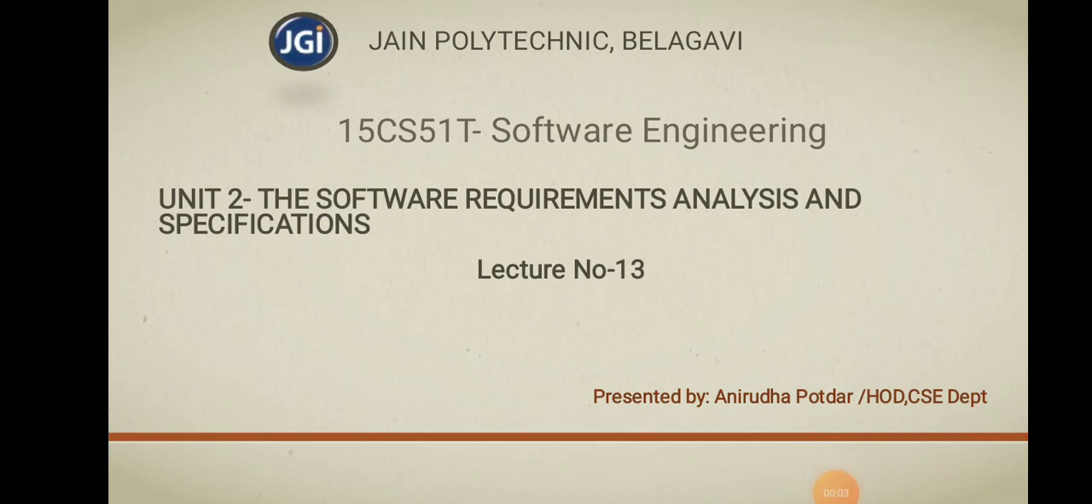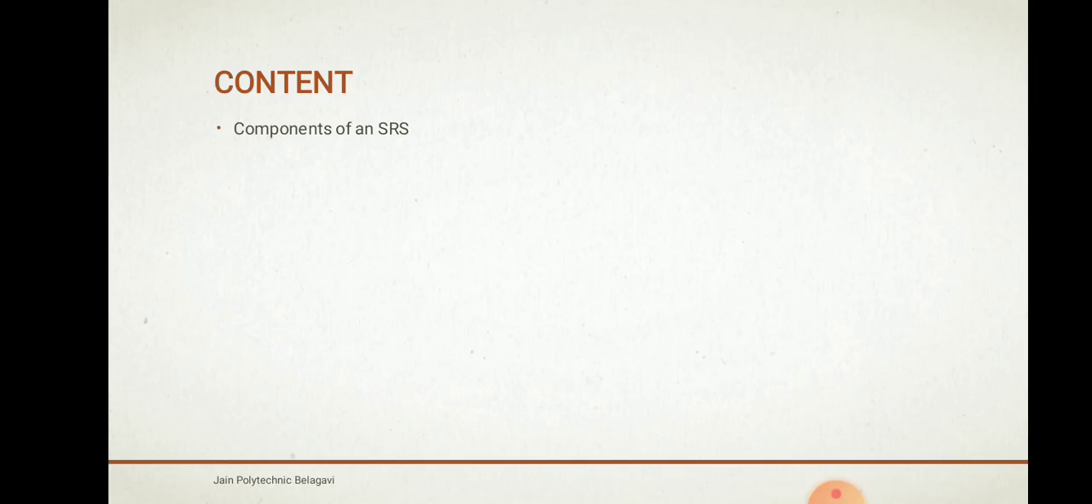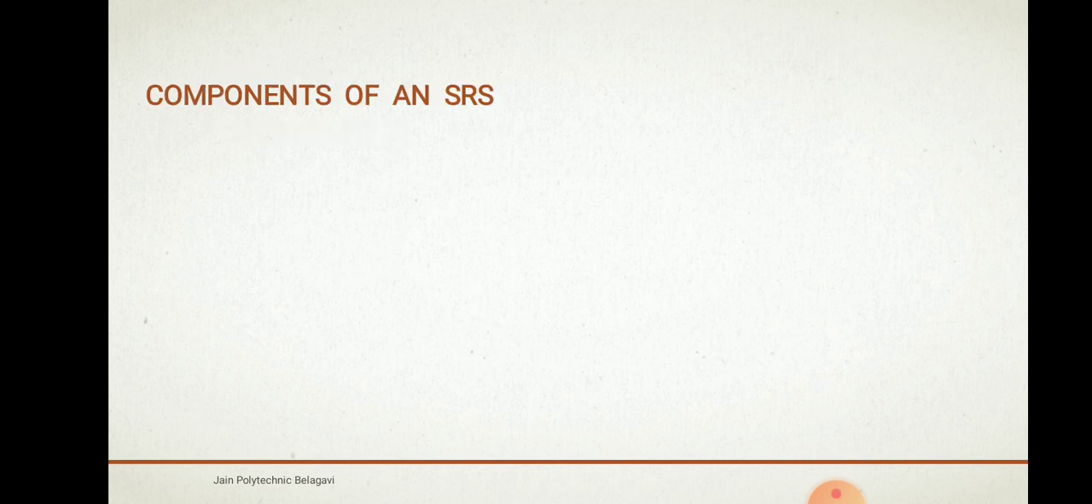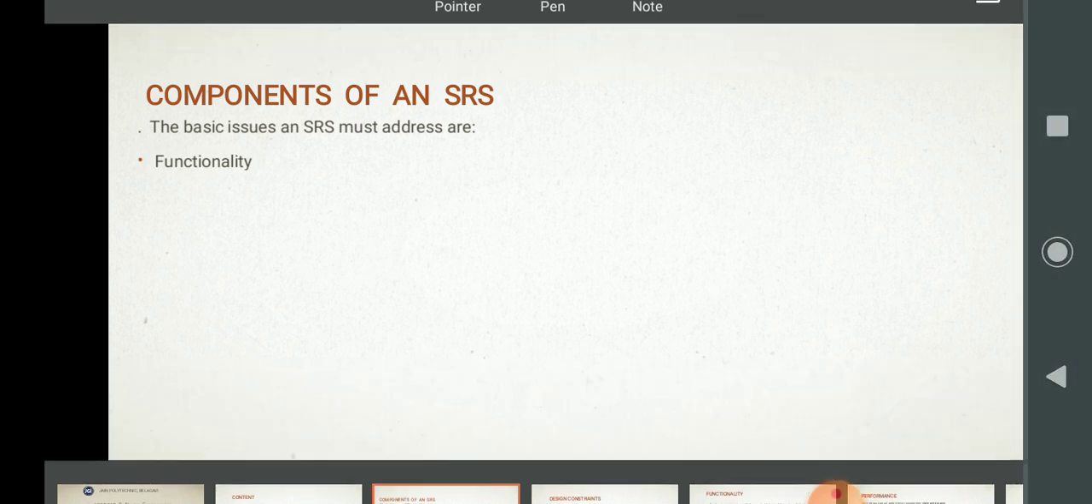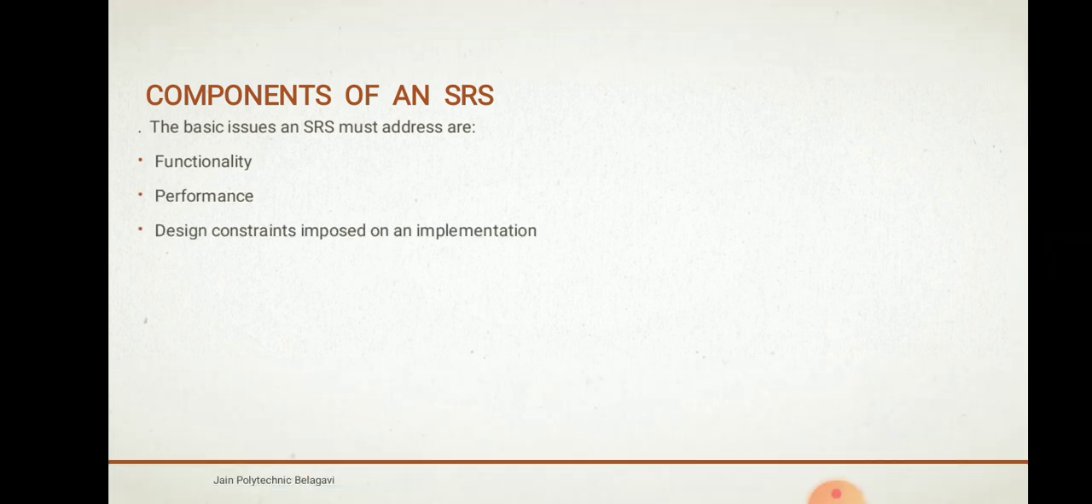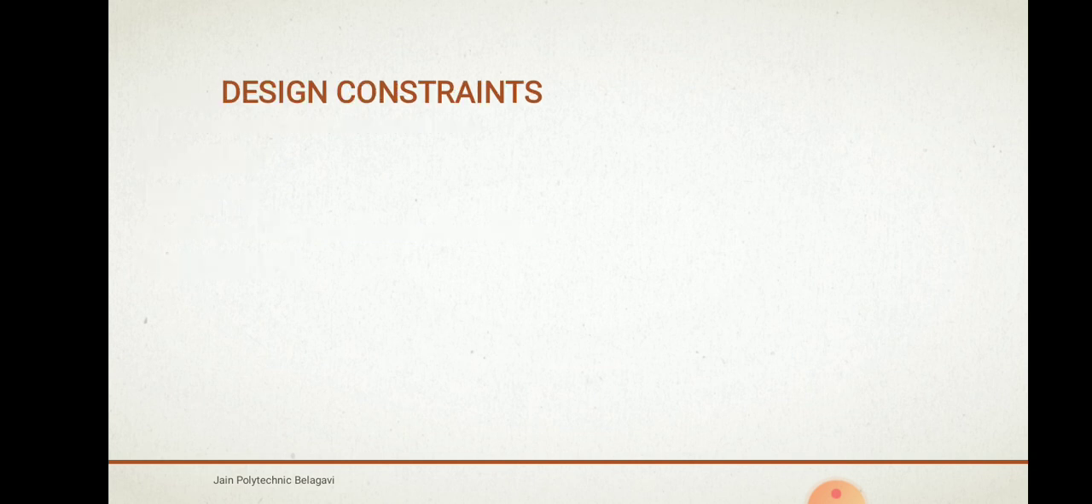So today I am going to discuss unit number 2, the software requirement analysis and specifications. The contents that we are going to discuss in this video is the components of an SRS. Now the basic issues an SRS must address are the functionality, performance, design constraints imposed on an implementation, and external interface. So let us see one by one.